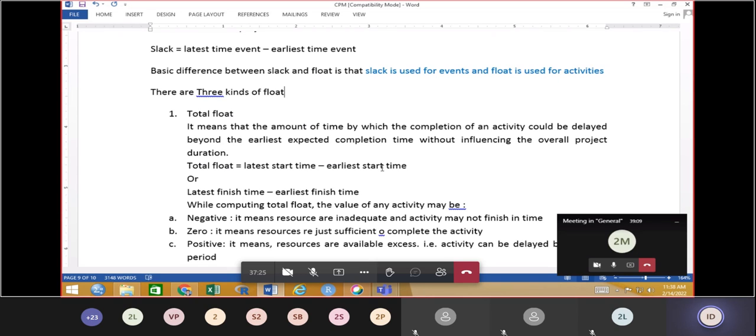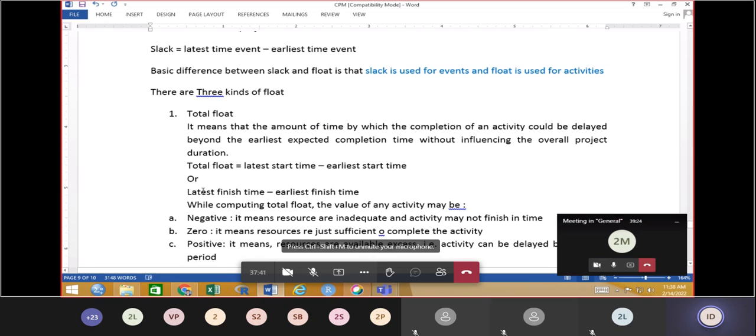So whatever float calculations we are performing, we need the base of the earliest start time, latest start time, earliest finish time and latest finish time, and that calculation is already completed by using the previous example.